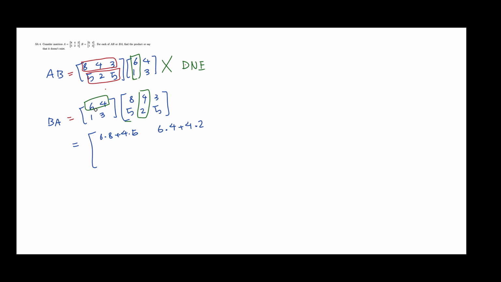Now, again, the row comes from the first one, the column comes from the second one. Over here you get 6 times 3 plus 4 times 5. And close it. Now let's change the row, to the second row, and let's start over with the columns.